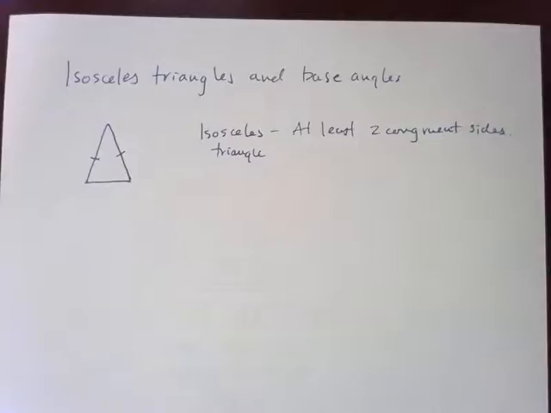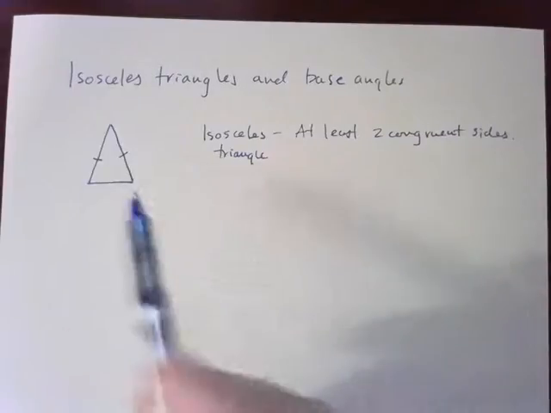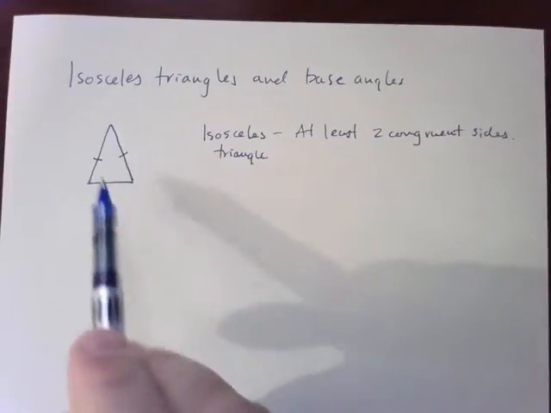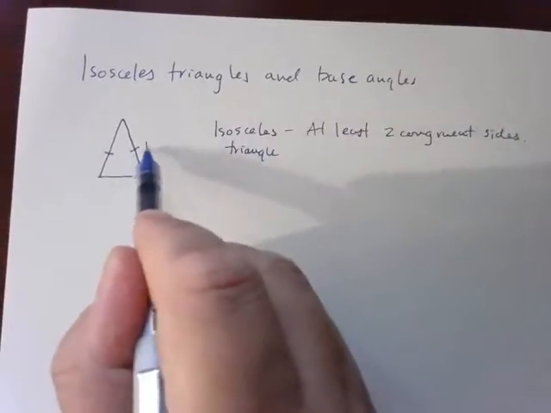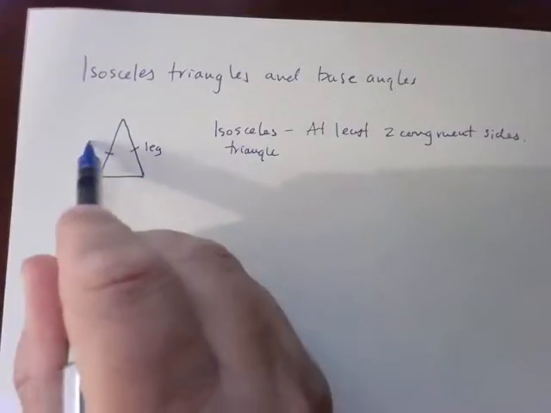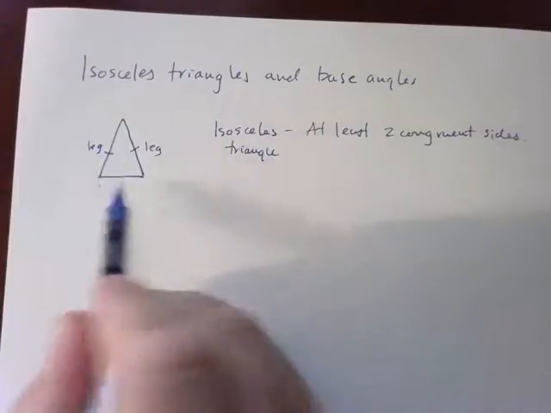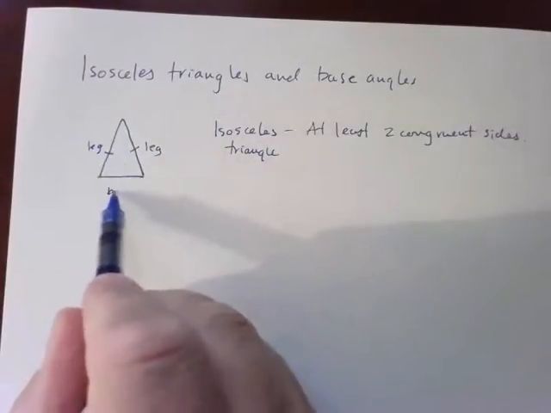So in this lesson, we're going to learn about isosceles triangles and the base angles theorem, which we'll incorporate into our proofs. An isosceles triangle is a triangle that has at least two congruent sides. So this is an example of an isosceles triangle. Traditionally, the two congruent sides are called legs, and the third side is called a base.